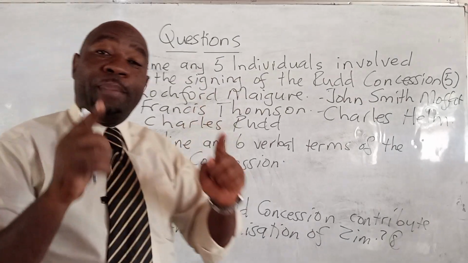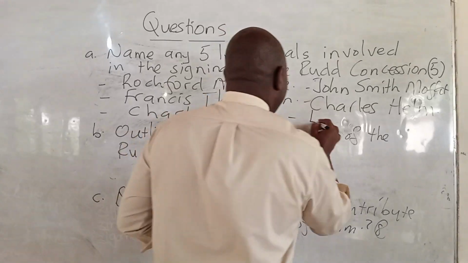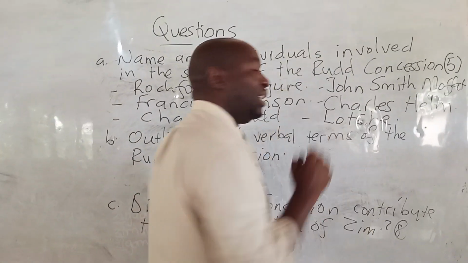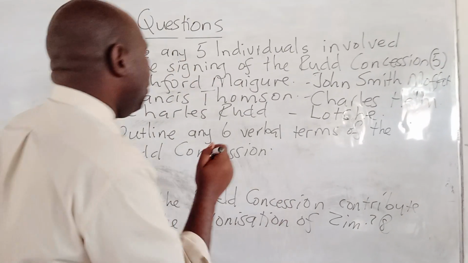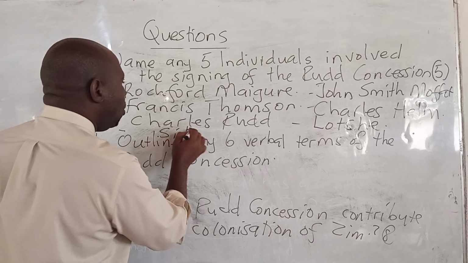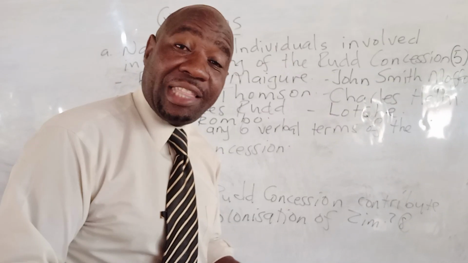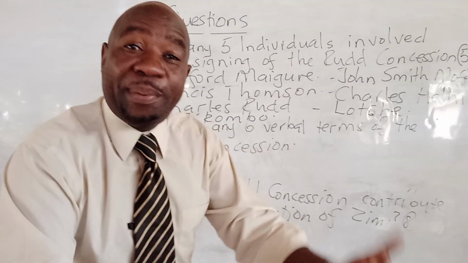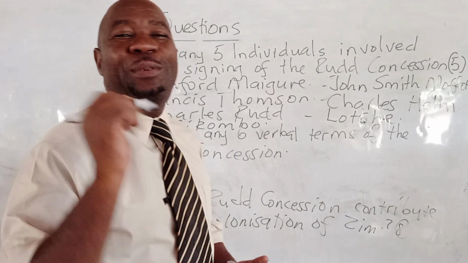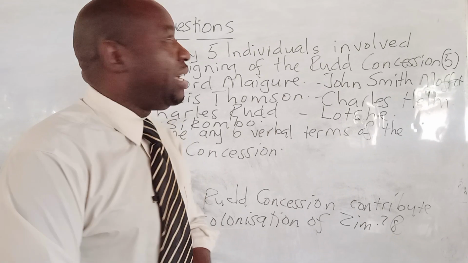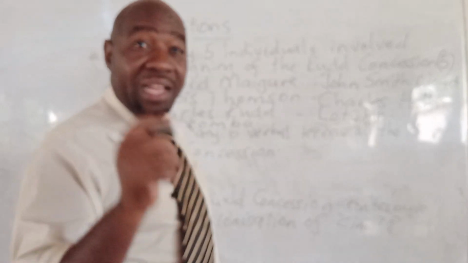We also have Lobengula's Indunas, Lotshe and Sikombo. Lotshe was an Induna of Lobengula. He also influenced Lobengula to sign the Rudd Concession. Sikombo was also an Induna. He also influenced Lobengula. Lobengula had to ask them, should I sign? But these Indunas were already bribed by Thompson. Thompson had already bribed them, and Lobengula eventually put his X, leading to the signing of the Rudd Concession. So these were the individuals involved in the signing of the Rudd Concession.